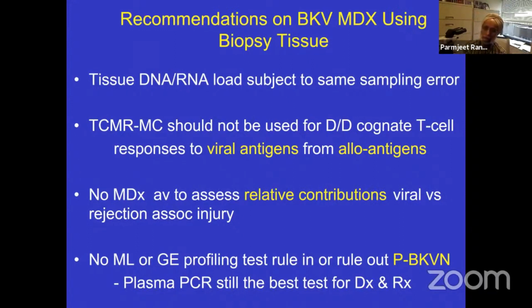No molecular diagnostic test available today, contrary to any claims, can assess the relative contributions of viral versus rejection-associated injury. These two processes are so closely interlinked that it's very difficult to separate them. And there is no machine learning or gene expression profiling test available which can rule in or rule out what we call presumptive nephropathy. Plasma PCR is still the best way to diagnose and treat those cases.